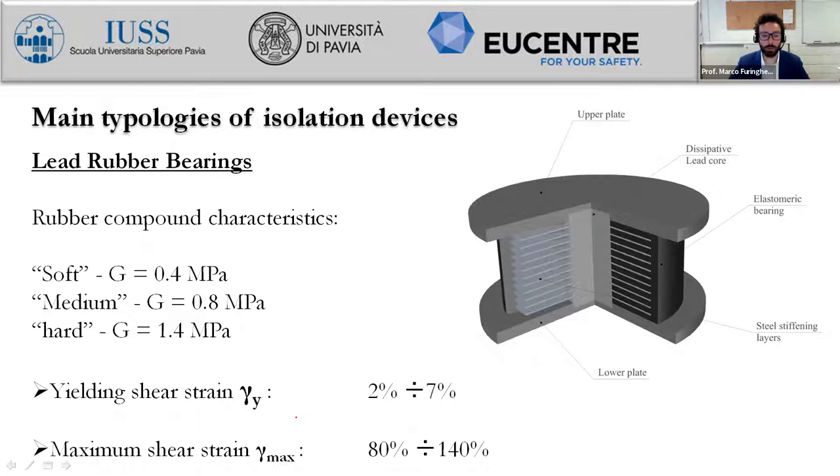I've just authored a paper on this fast design procedure for isolation bearings, in which all these parameters are detailed within distributions and numerical values. And again, the maximum shear strain is bounded between 80% and 140%, but the most common value is 100%, exactly as an ordinary rubber bearing.